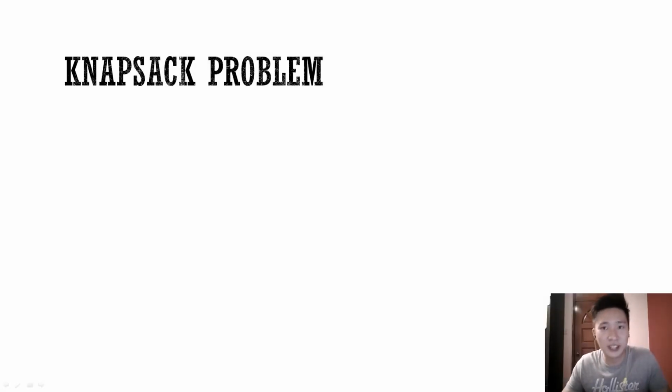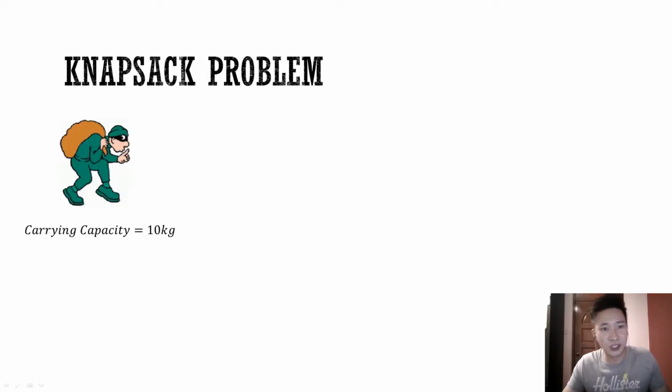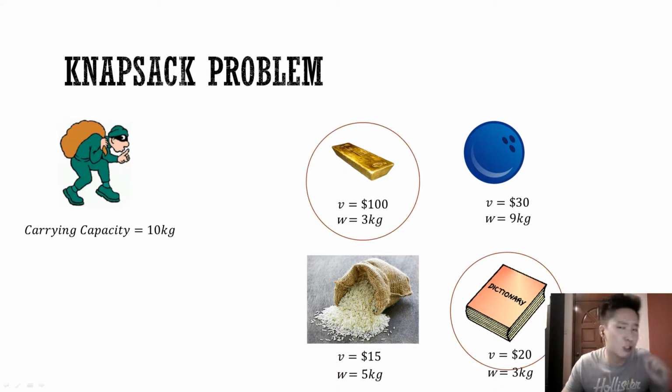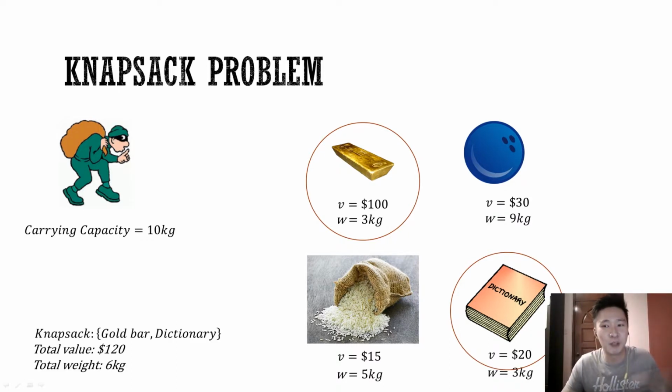A good way to understand search is to introduce a problem called the knapsack problem. Imagine we have a thief and he's carrying a backpack, and this backpack has a carrying capacity constraint of 10 kg. He enters an unattended shop, and the shop has 4 items: a gold bar, a bowling ball, a sack of rice, and a dictionary. If the thief is smart, he will immediately choose the gold bar and dictionary, put them inside his backpack, and run away. Because these two items will give him the most value for money, while at the same time satisfying his backpack carrying capacity constraint.